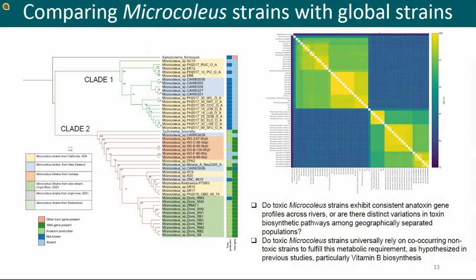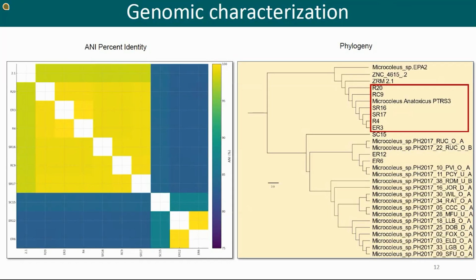If ANI between 2 genomes is greater than 95%, it means it comes from the same species. And here you can see a clearly distinct cluster between the toxic and the non-toxic. And we can say all the toxic strains belong to the same species, which are colored from light green to yellow, and the non-toxic ER16 and ER12 were very similar.